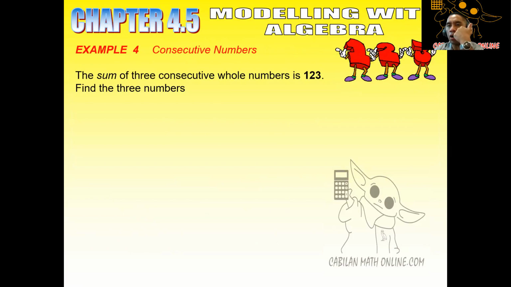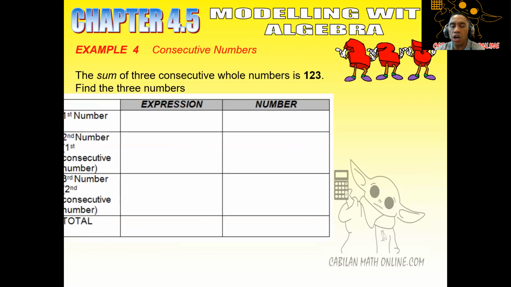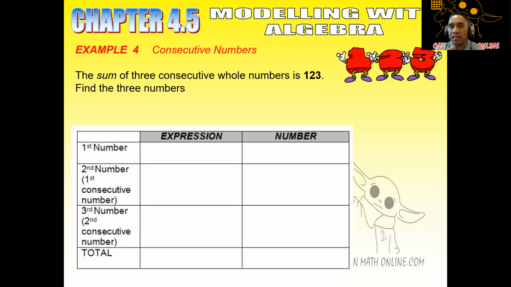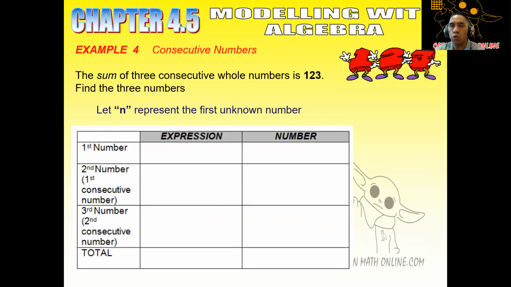So for example, if you look at 1, the next number after that is 2, and the next number after that is 3. That's exactly what a consecutive whole number is. Now, we don't even know what the first number is, so anytime you have an unknown, you always want to represent it with a variable. So we're going to let the letter N represent the first unknown number.